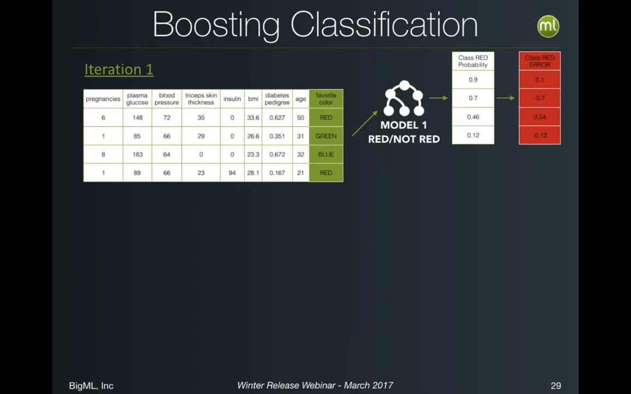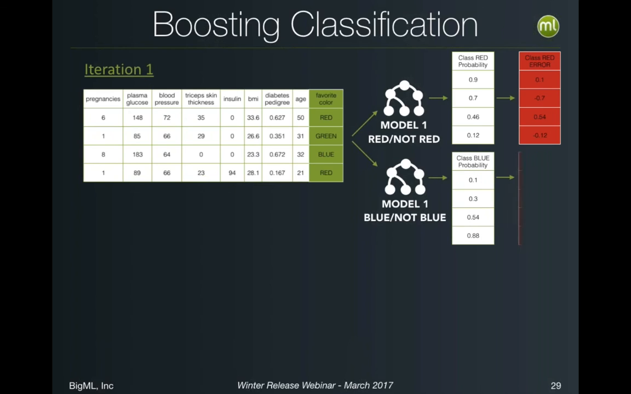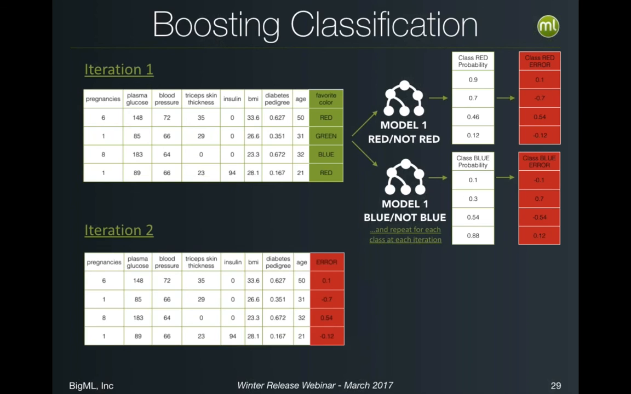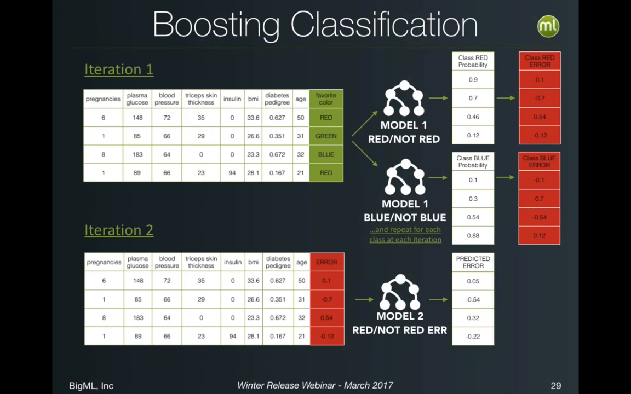Now, of course, we have to do this again. We have to build a new model that's blue, not blue, and compute all the probabilities for class blue and look at the errors again, and repeat for each class at each iteration. That's all in iteration 1. We've got to build that whole family of models. In iteration 2, we now have to take just one of those at a time. In this case, we're doing the red, and we're saying, okay, now we're going to build a model that predicts the error that model 1 made in predicting the probability of red, not red. All right, and then we're going to get the predicted error for that one class, and then we have to repeat for each class again at each iteration.